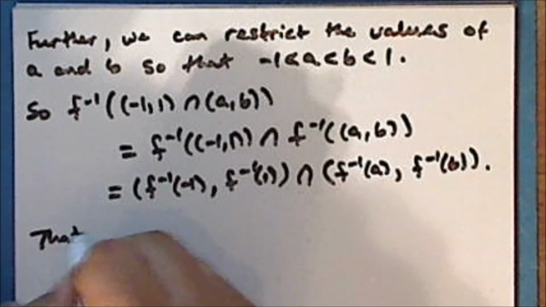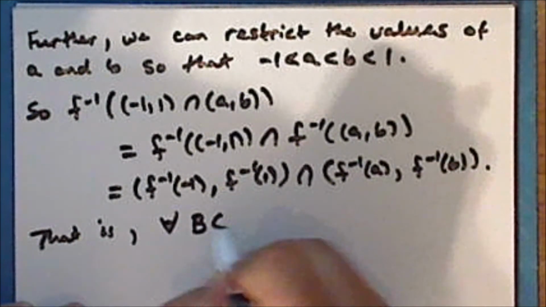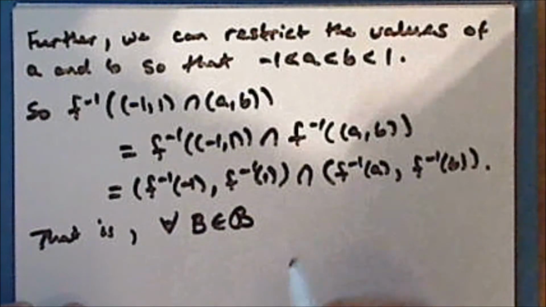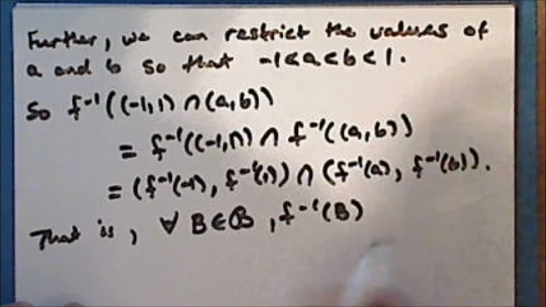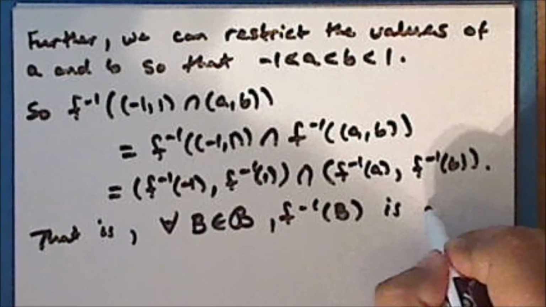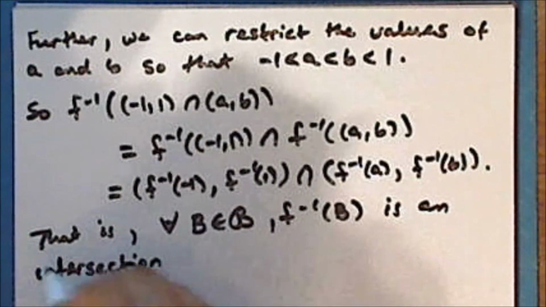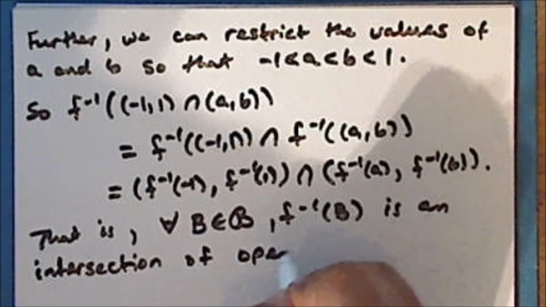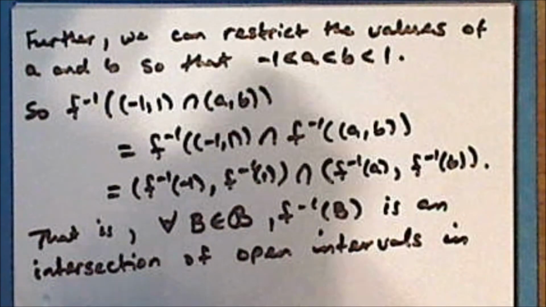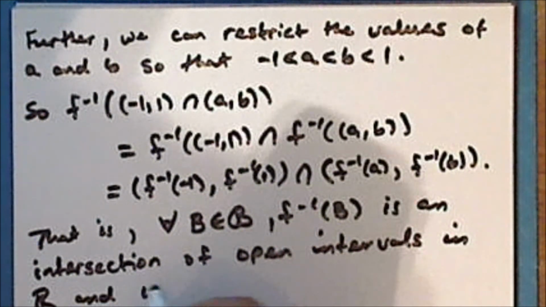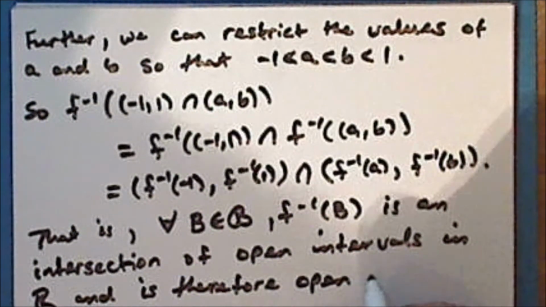That is, for every element B in the collection script B, the inverse image of that element B is an intersection of open intervals in the real line and is therefore open in the real line.